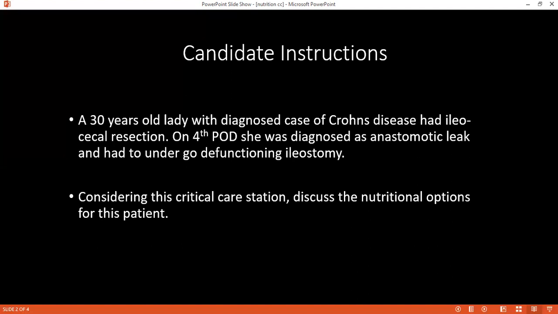Can you please tell me what are the sugars which are given in, or which are the components of the TPN?